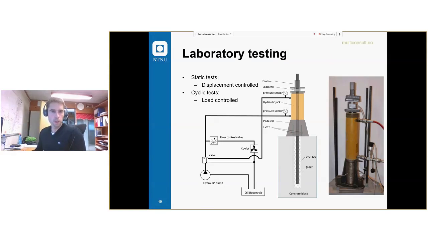We have the hydraulic pump, which applies the pressure to this jack, and we have a flow control valve where we can control the pressure or the force on the anchor, and thereby we can apply both. We can apply any load characteristic which we want in principle, cyclic or monotonic.